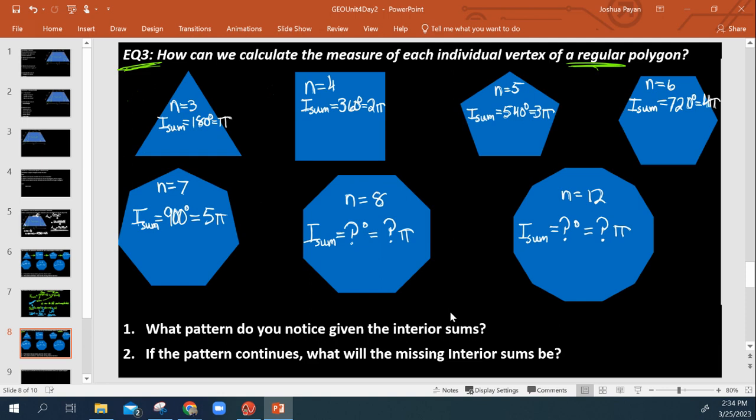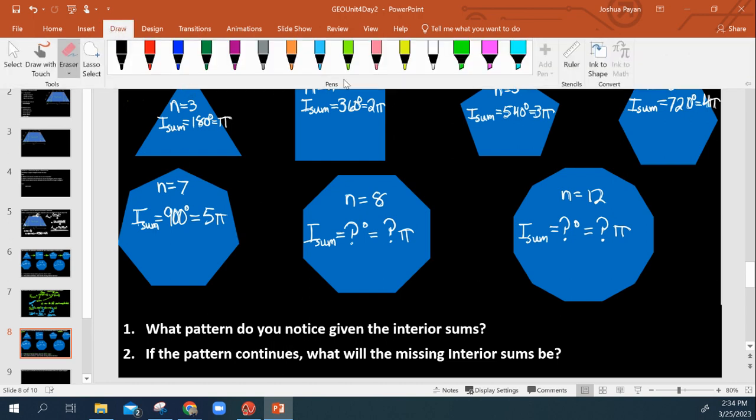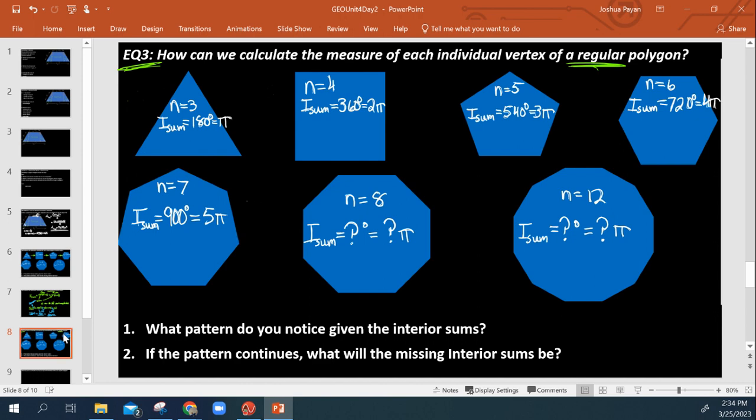Okay, so we've already figured out the pattern right here for the interior sums. We're not going to worry about that, and I'm going to have to fix that for when I do the actual lesson. Anyway, how could we figure out what each individual angle is going to measure, right?